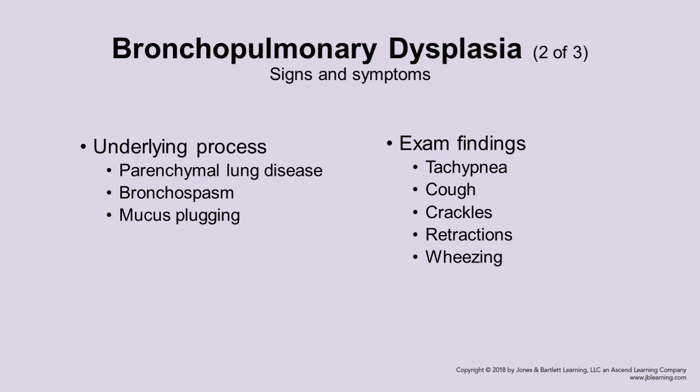So the signs and symptoms of BPD: the underlying process, as we already spoke about, is a parenchymal lung disease, so it involves those alveoli, but it also involves some degree of bronchospasm or constriction of the conducting airways, and then mucus plugging as well, and difficulty clearing secretions. Because of that underlying process, the exam findings that we typically look for would be tachypnea or fast breathing, cough, crackles or rales on exam, and then signs of respiratory distress such as retractions, wheezing, indicating turbulent flow through the airways.